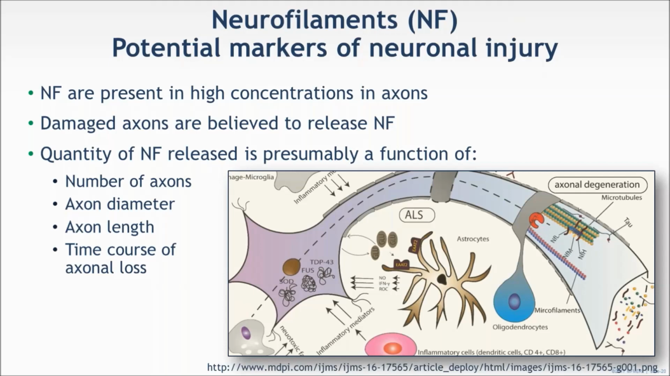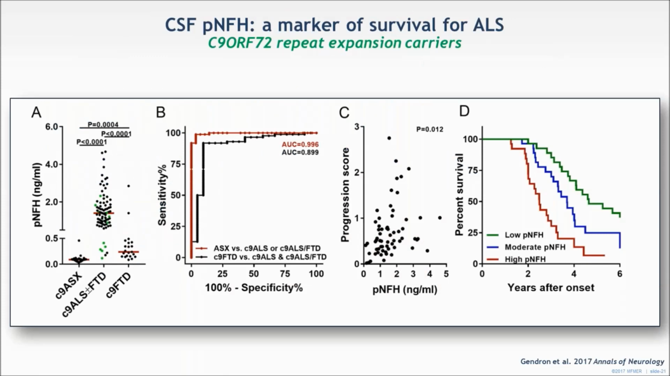And so in looking to fill this other gap, we examined whether phosphorylated neurofilament heavy could serve this purpose. So neurofilaments have been investigated as markers of neuronal injury for multiple years now. There is a large body of evidence to support their utility as a biomarker for ALS and other neurodegenerative diseases. For those of you who are less familiar with them, they are intermediate filaments that are in high concentration in axons. They're present in neurons only. And it is thought that as you get axonal injury or neurodegeneration, neurofilaments will be released into the CSF and then into the blood. And the amount of neurofilament released is thought to be a function of the number of neurons that are affected, the diameter and the length of the axons that are affected, and of course the time course of axonal loss.